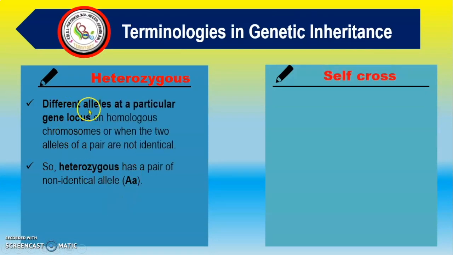Heterozygous is a different allele at a particular gene locus on homologous chromosomes, or when the two alleles of a pair are not identical. So, heterozygous has a pair of non-identical alleles, capital A, small a.